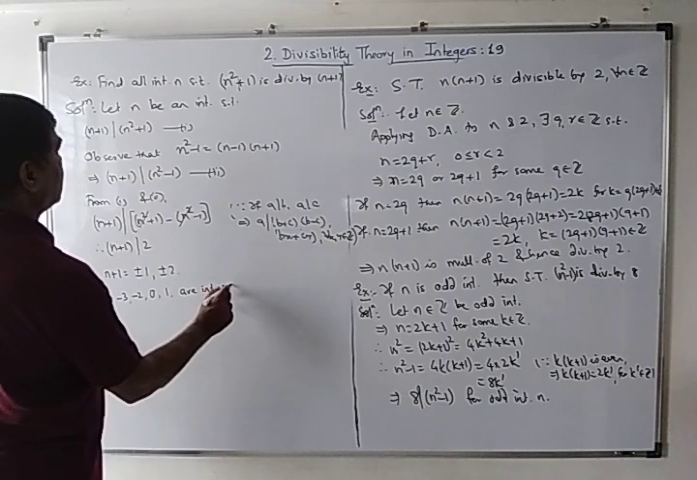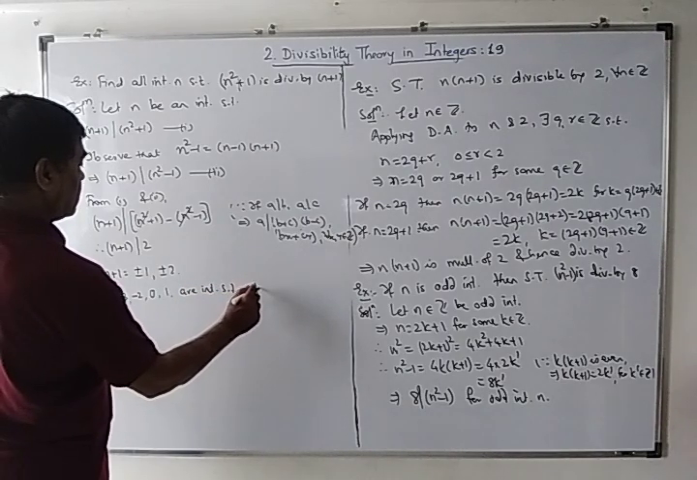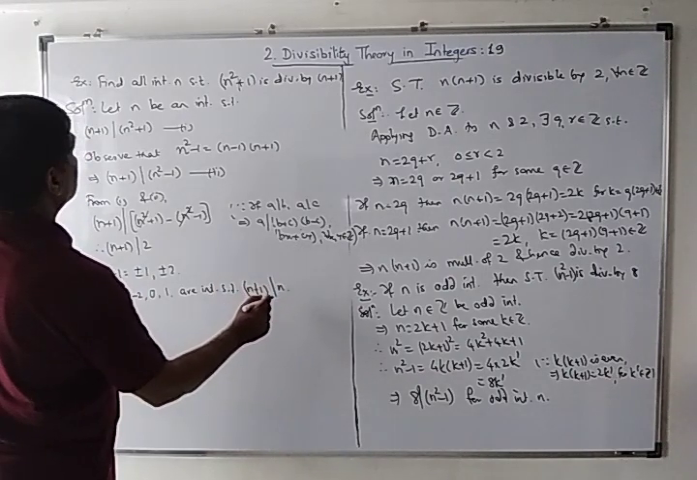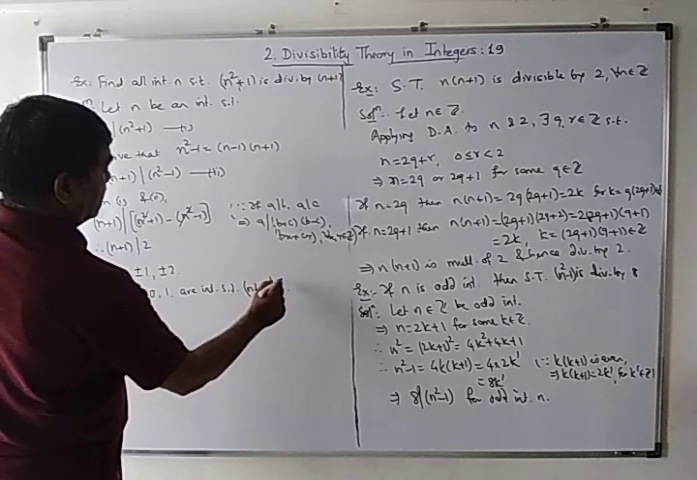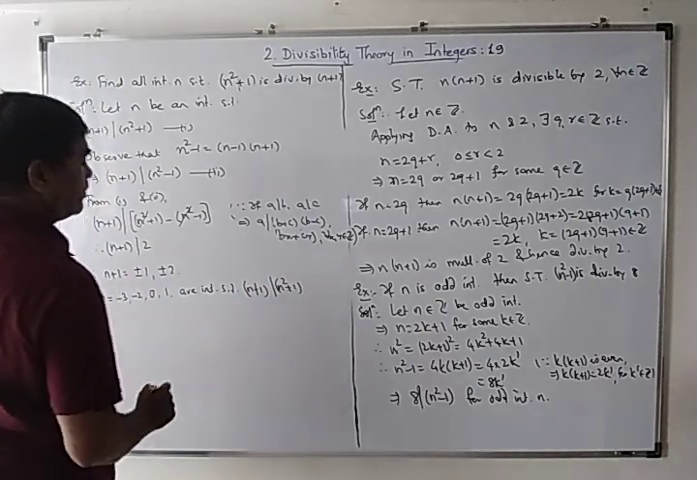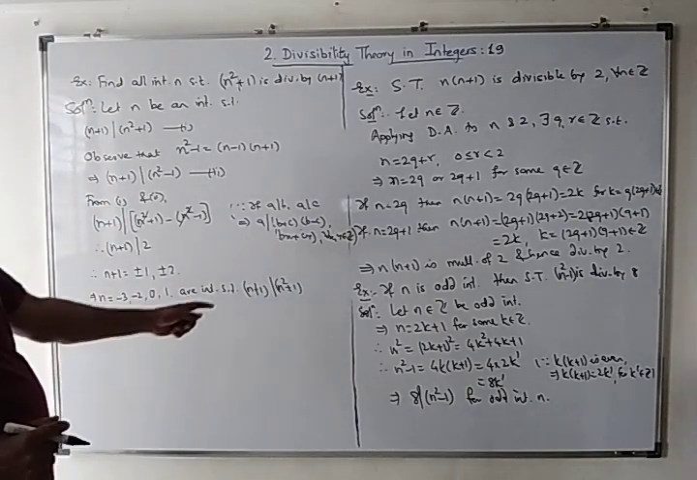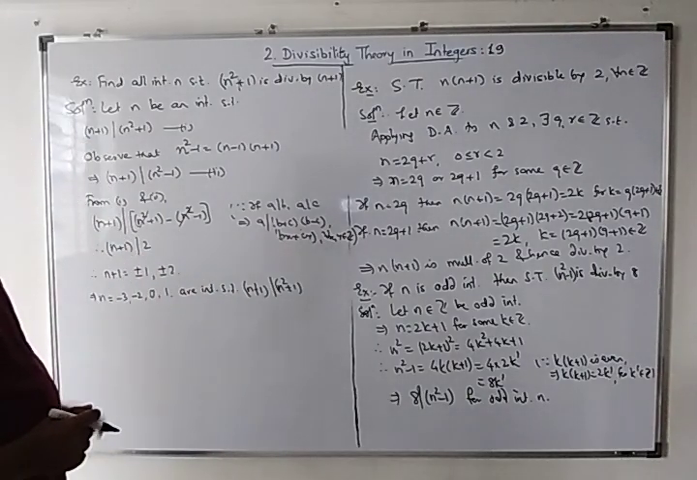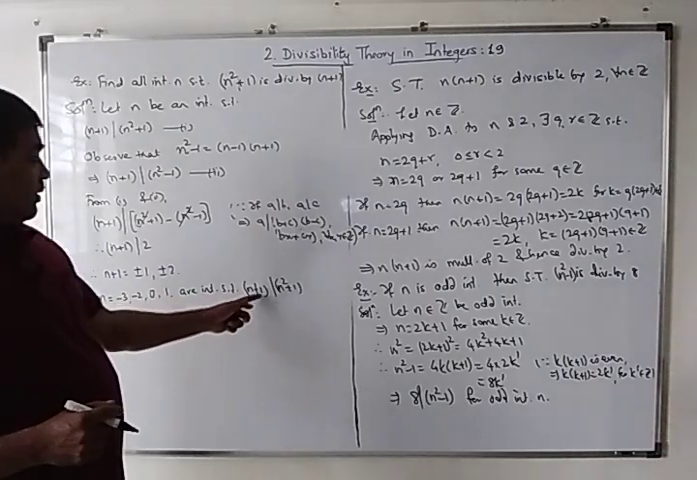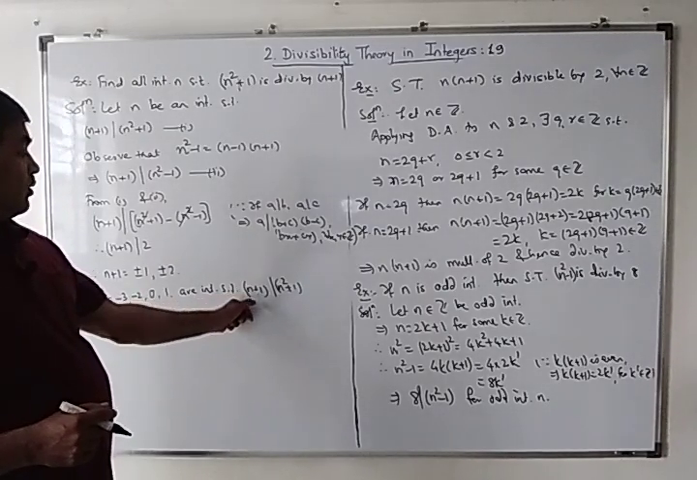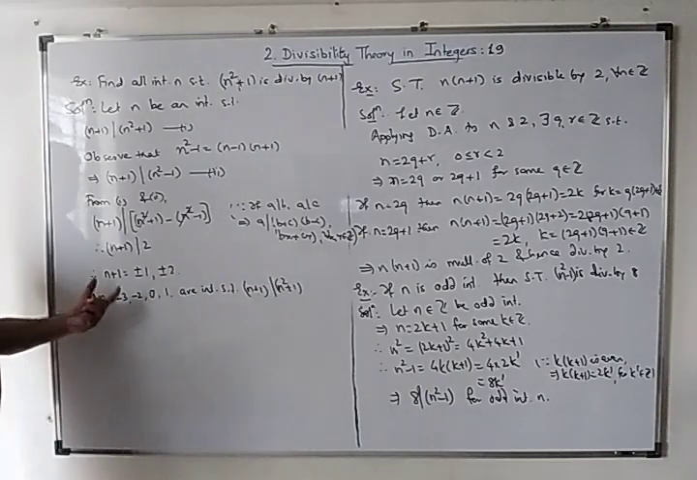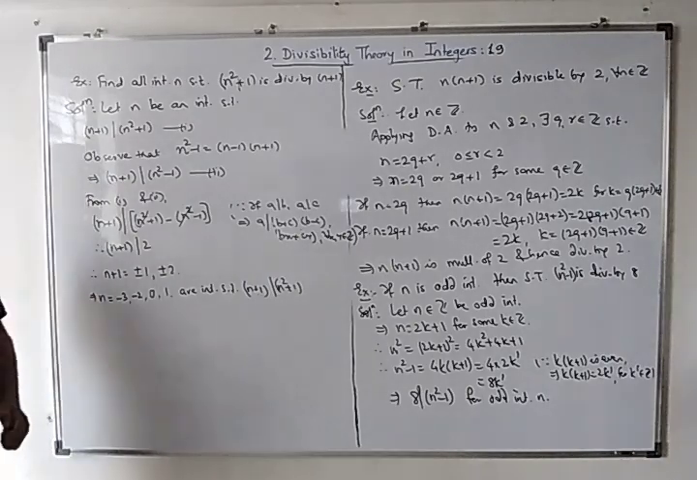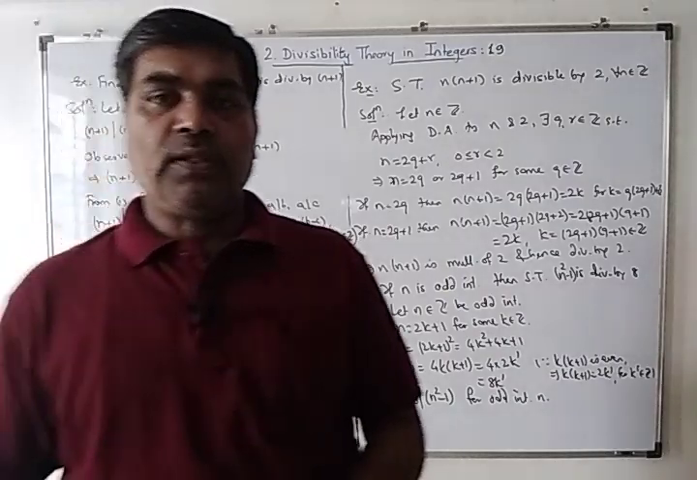These are the integers such that n plus 1 divides n square plus 1. If I put n equal to 0, 1 divides 1. If I take minus 3 plus 1. So these are the only 4 integers for which n plus 1 divides n square plus 1.